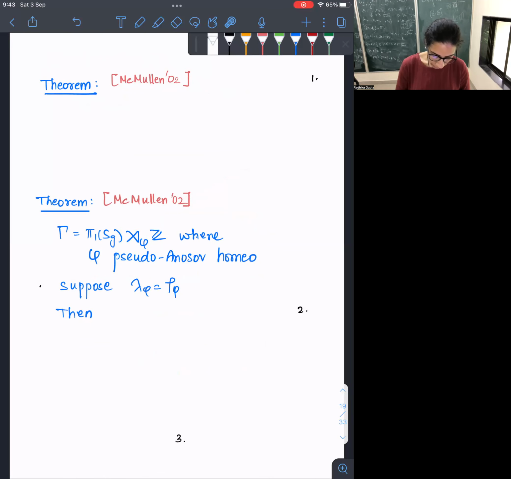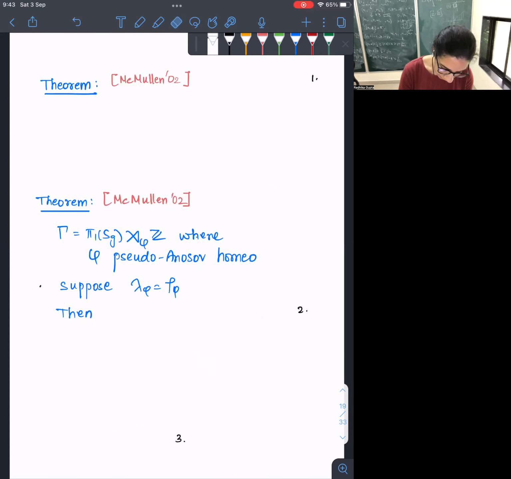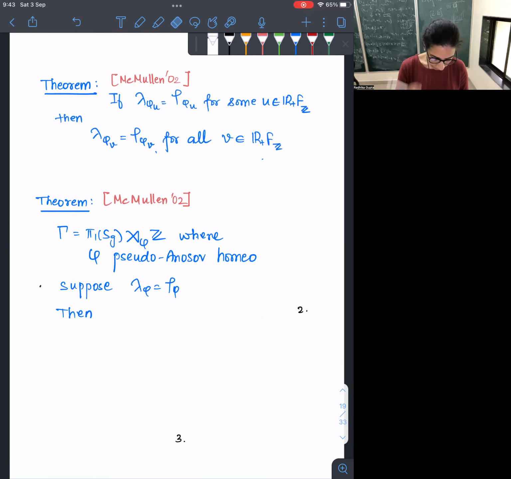So here is a question. If the pseudo-Anosov homeomorphism corresponding to u0 has stretch factor symmetry, in that the stretch factor is equal to the homological stretch factor, is the same true for u? Or in other words, if the foliation corresponding to this pseudo-Anosov is orientable, does the foliation corresponding to the other pseudo-Anosov have to be orientable? And the answer is yes, by this theorem of McMullen.